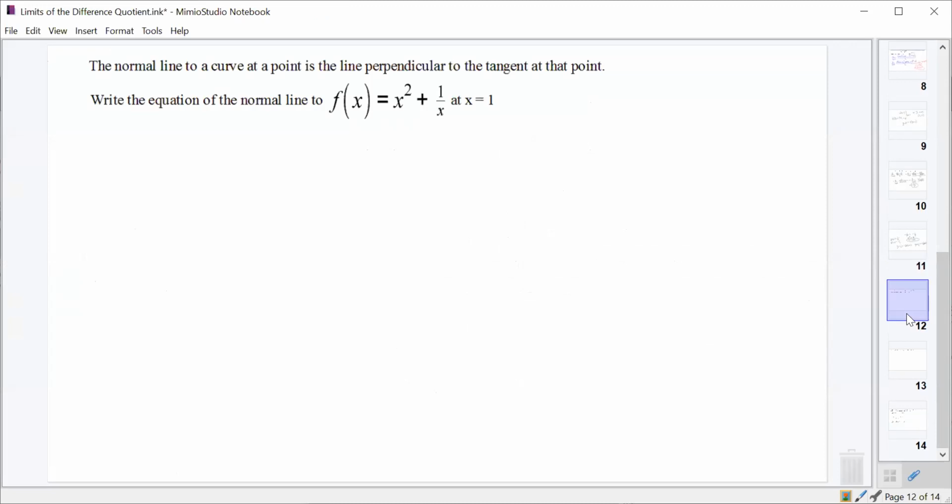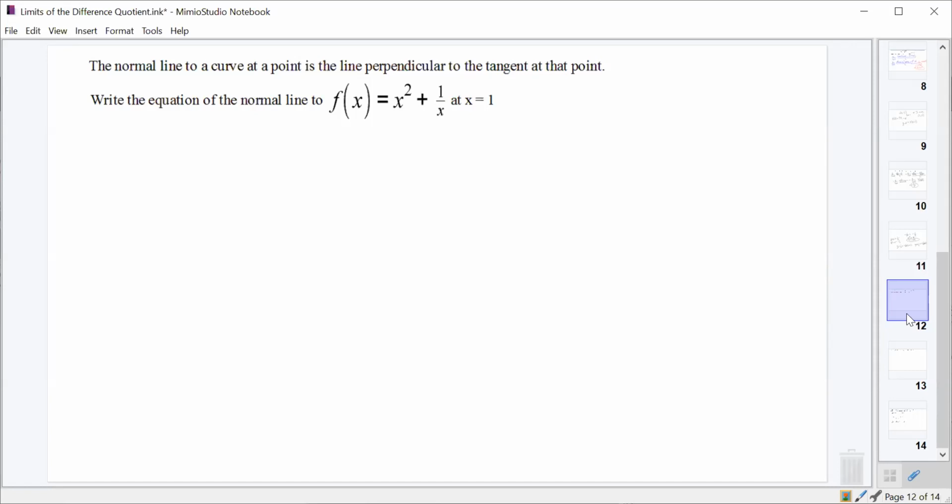So in this one, we're going to look for what's called a normal line. A normal line is a line that is perpendicular to the tangent line at the point. So in order to find the equation of a normal line, we're going to need to find the slope of the tangent line first, and then we'll use what we learned a long time ago in pre-algebra about the opposite reciprocal to find the slope of the normal line.